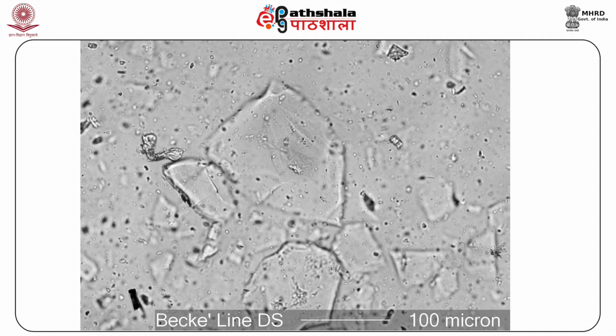As the microscope stage is moved away from focus, there will be a bright line contouring the perimeter of the glass specimen. This is the Beck line.